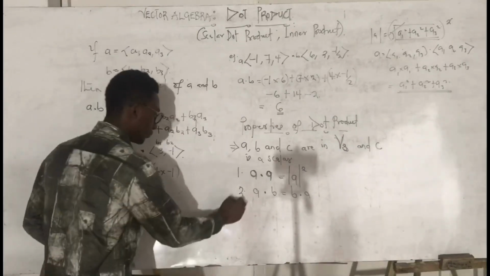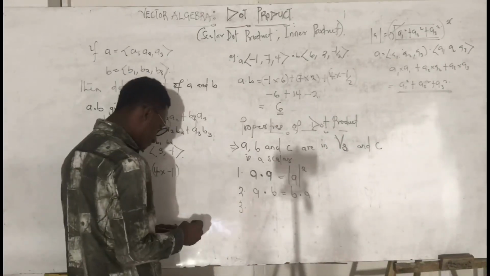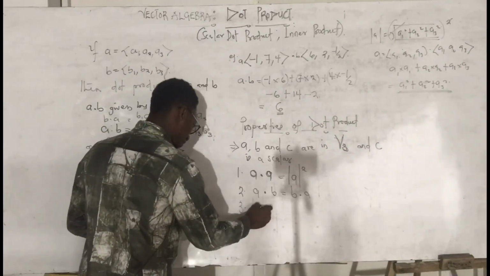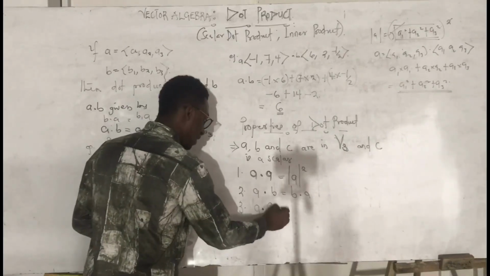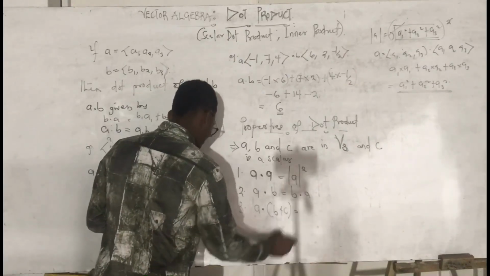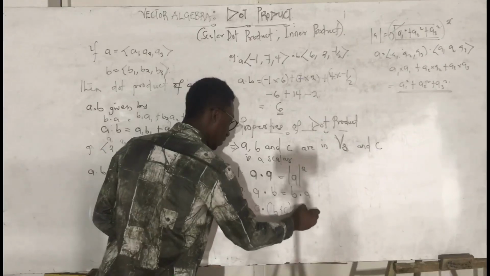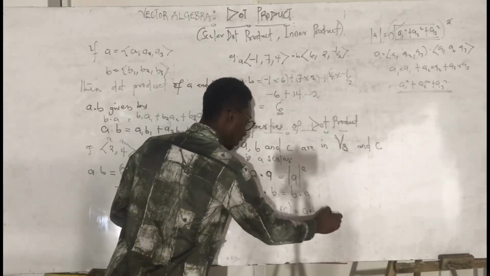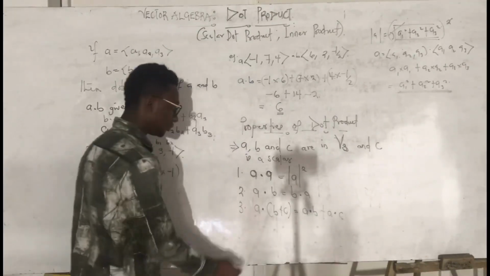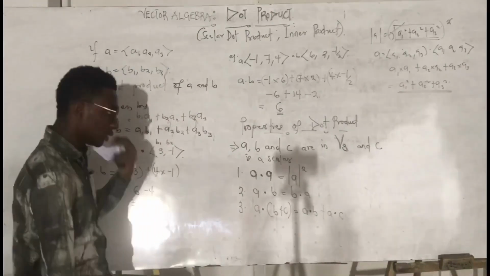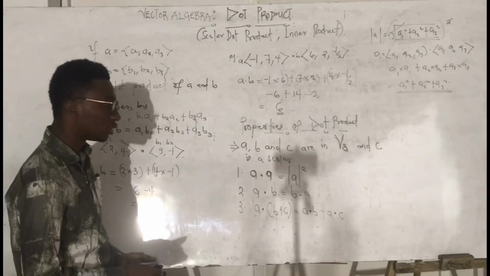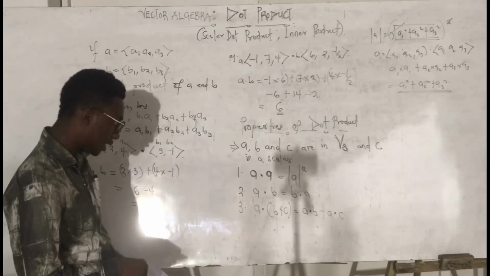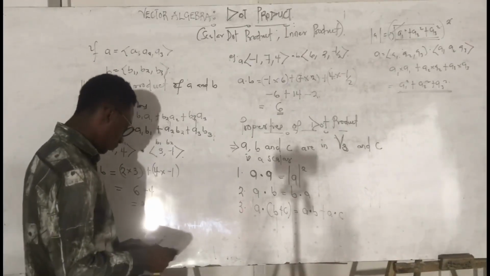Now the third property: if I have a vector A that multiplies the addition of the two vectors B and C, then it's the same as A in a dot product with B plus A in a dot product with C. And this also works. You get it? So this also works. The distributive property also works.